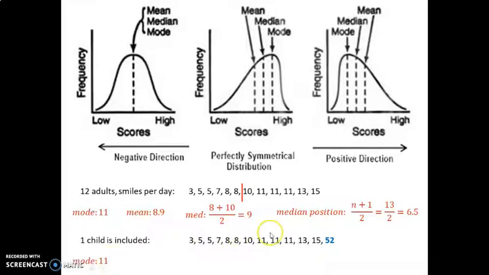So the mode is still 11. That's still the most frequently occurring. So that outlier didn't affect it very much. The mode remains what it is. If somebody said, what's the middle of this data? You'd say it's 11. That occurs most often.